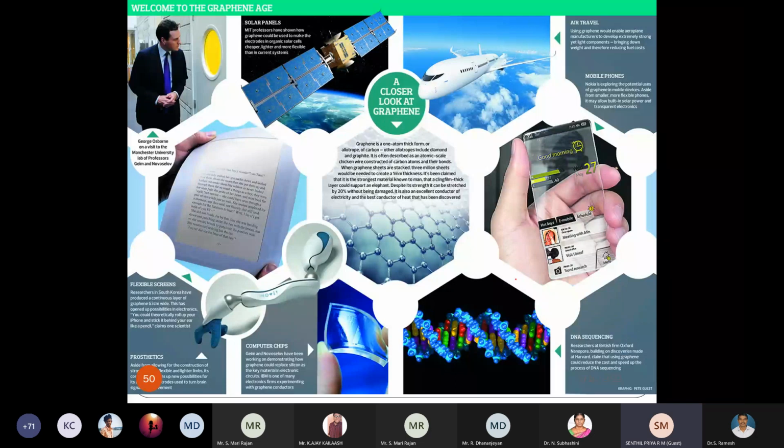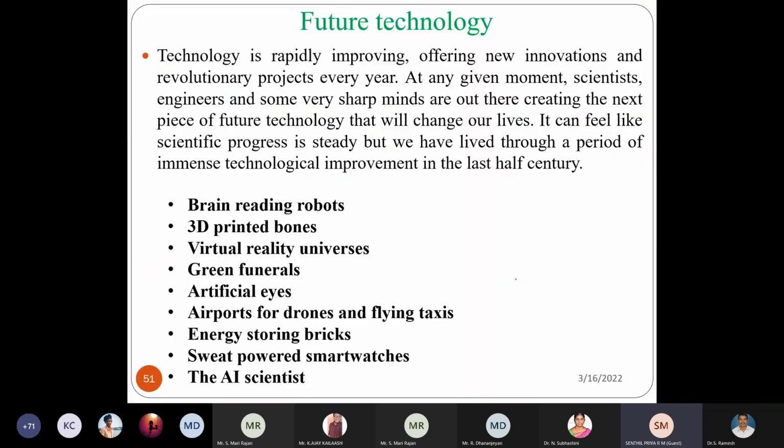And future technologies, what are the future technologies we are going for? We have a lot of technologies: brain reading robots, 3D printed bones. We are going to fabricate bones for a particular person. We can print a bone and fix it for a person. So 3D printed bones are there.